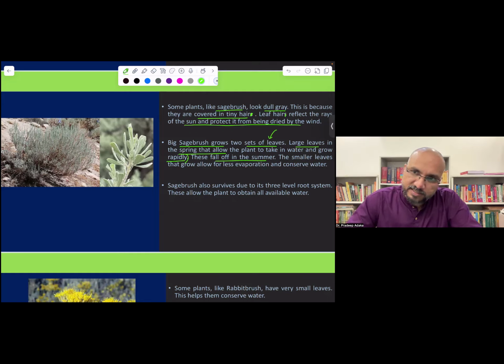Like the succulent plants, there are two types of stem. Woody stem during the summer when the water is not available, and during the period when water is available, fleshy growth will come up. So sagebrush survives due to three levels in the root system. So all these are covered by gray hair. They appear gray in color because of the tiny hair that grows on the leaves.